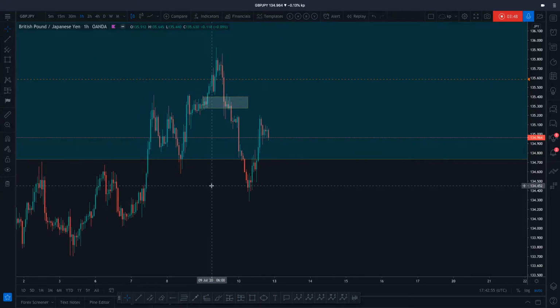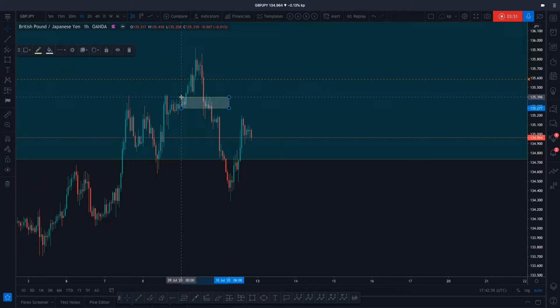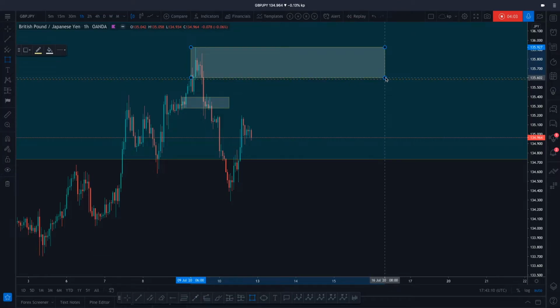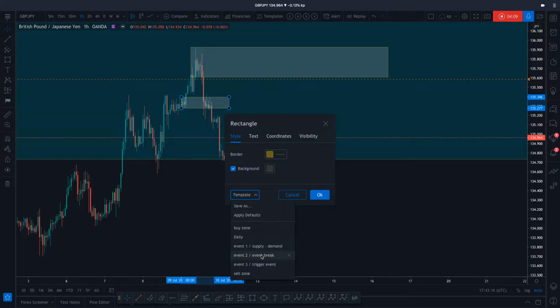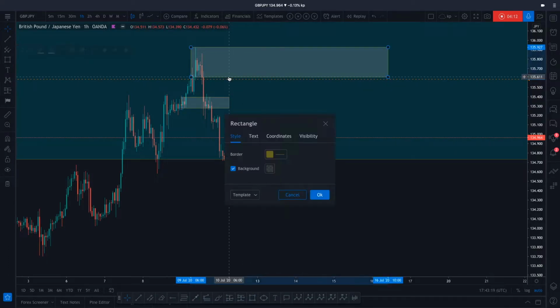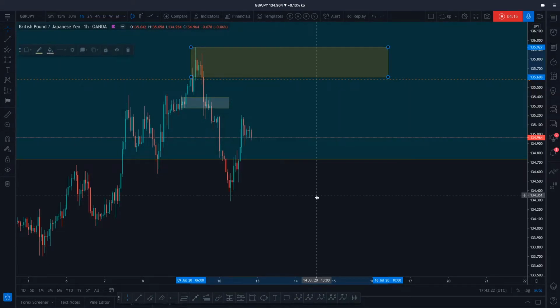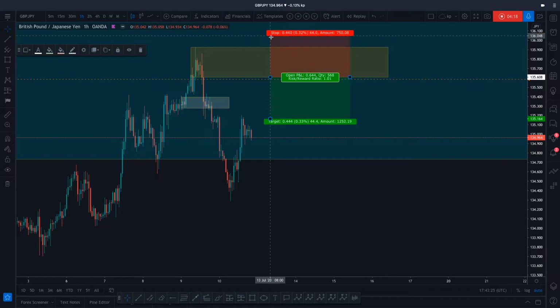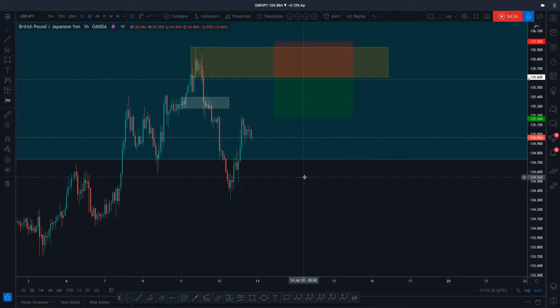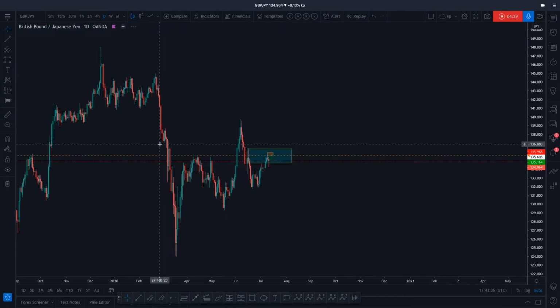This here right now is an event break area, and it actually got broken. Once the event break area got broken, I will set my trigger event, and from there I set a sell limit. The stop loss should be a little bit above the zone, right here.